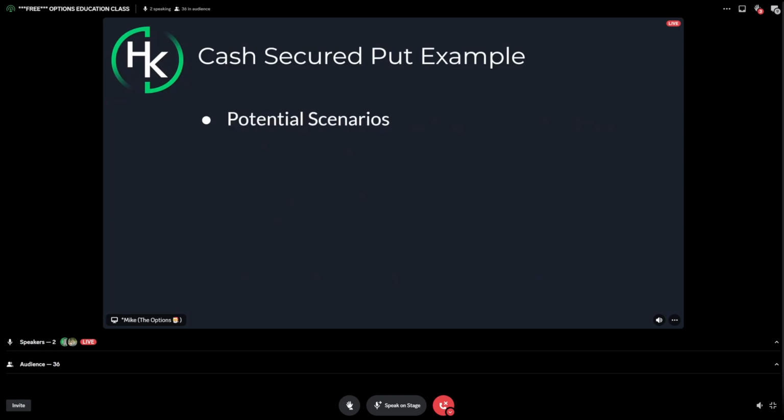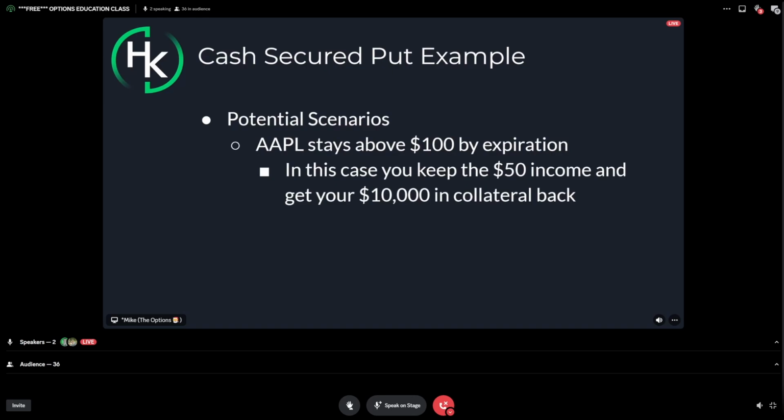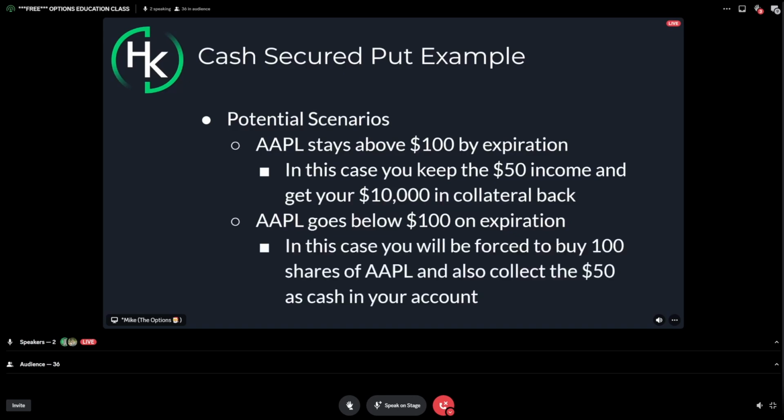Let's talk about the potential scenarios of this specific trade. Your strike price is 100. You sold a $100 cash secured put on Apple. If Apple stays above that, you get to keep the $50 as income in your account, and when it expires or when you close it, you get your $10,000 in collateral back from the broker to trade whatever else you want. If Apple goes below the strike price on expiration, you will be forced to buy 100 shares of Apple, but you still get to keep the income of $50 in your account. So technically, if you include the premium in your cost basis, you will own them at $99.50.